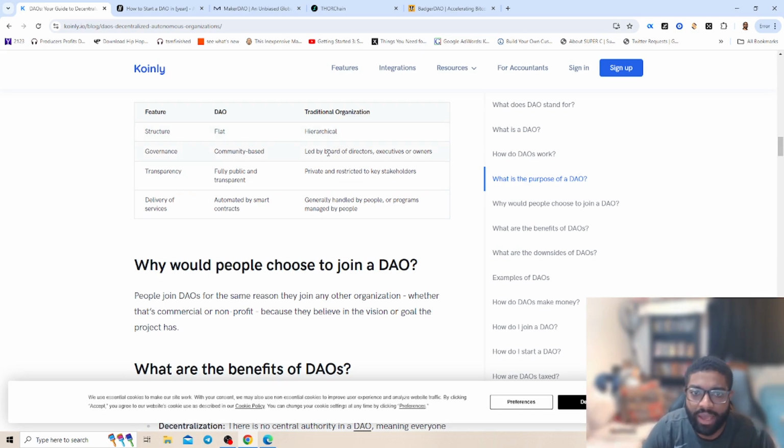With traditional, you can have a board of directors, executives, owners, VPs, people on staff on the board. They make the decisions overall for the growing needs of the company. But with the DAO, it involves all the community, people who actually want to vote on a common goal, and people who are fully invested because they're putting their money behind it and accumulating that token, or their time. So you have transparency, fully public and transparent, versus private and restricted to key stakeholders, and delivery, automated by smart contracts, which we went over.